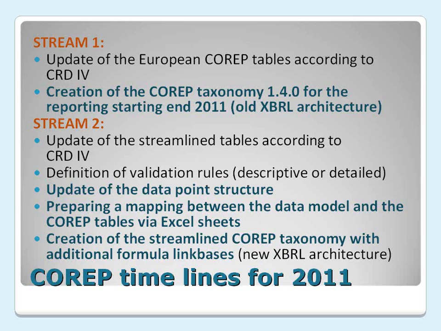What we have to do is then update the data point structure prepared for this year, incorporating all these changes in the data point structure, preparing a mapping between the data model and the existing Excel files so that it can be easily validated. And we also have to create the streamlined taxonomy for core for the end of next year, also with an additional formula base, all based on the new XBRL architecture.